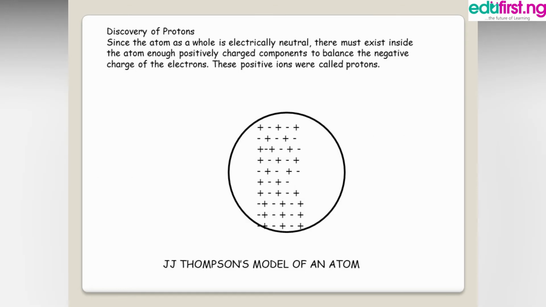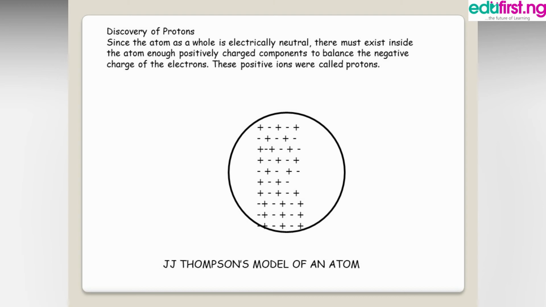So we also move to the discovery of the proton. After J.J. Thomson's discovery of the electron, he further stated that since we know that an atom is electrically neutral, there must exist inside the atom enough positively charged components to balance the negative charge of the electron. So that's how the proton came about. He believed that if the atoms have negative charge, there must be a positively charged component to balance it, so as to make the atom electrically neutral. So this is J.J. Thomson's model of an atom.